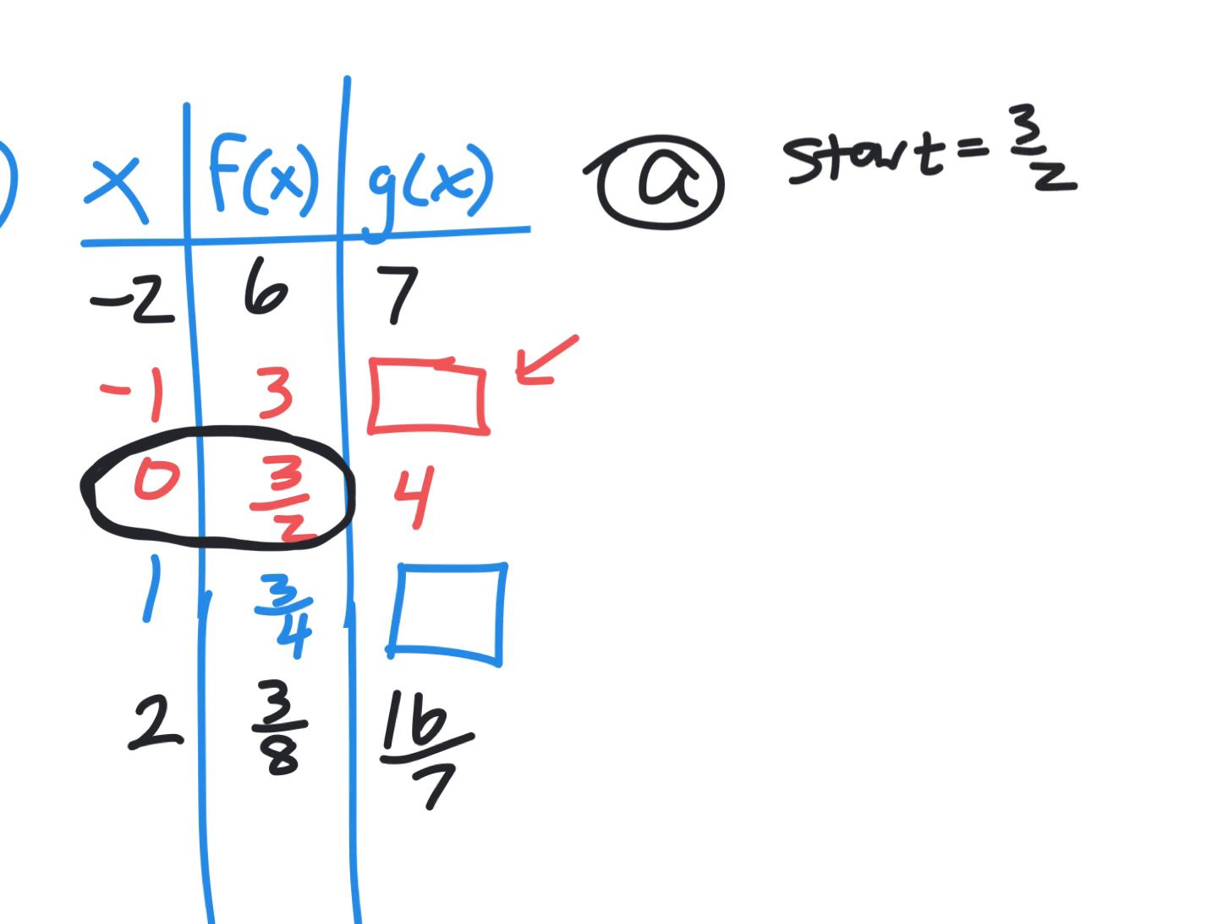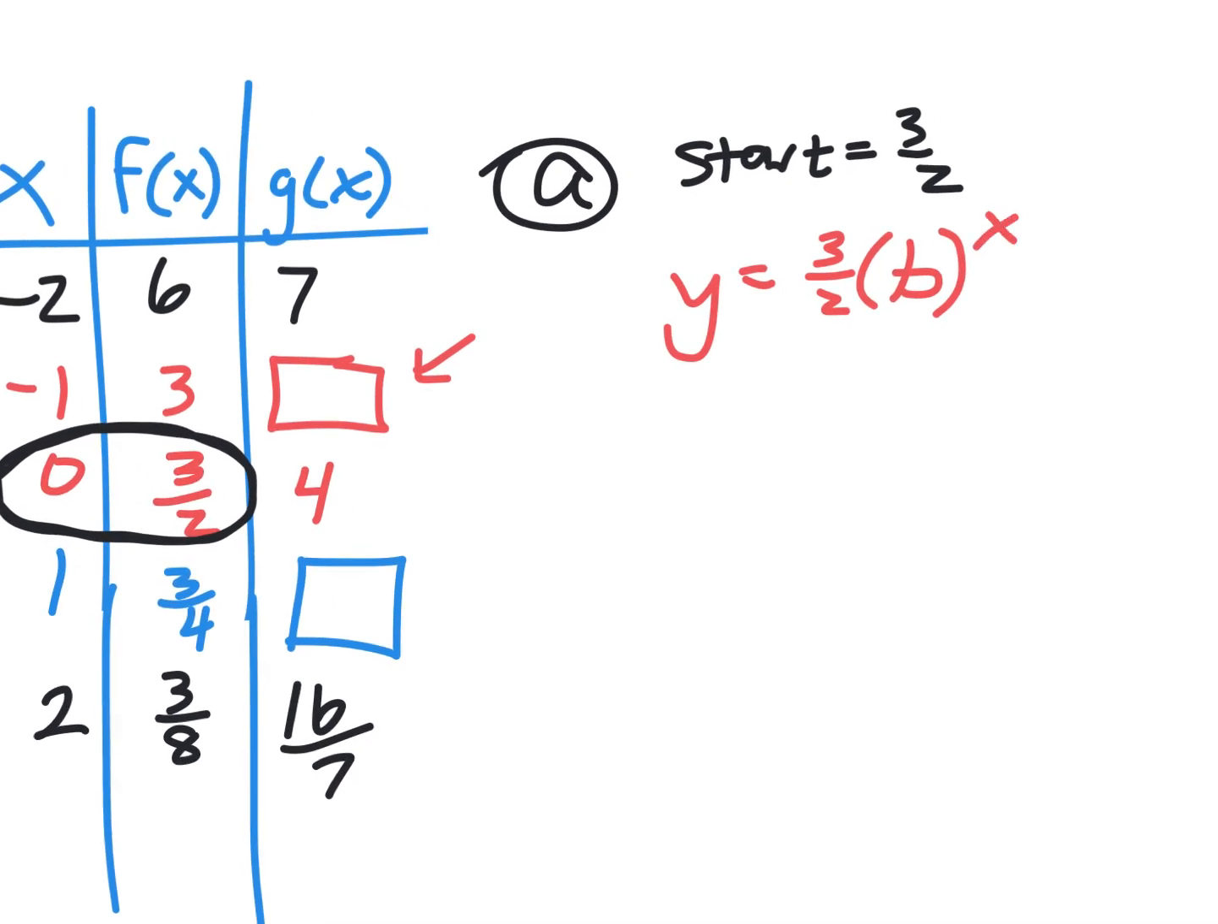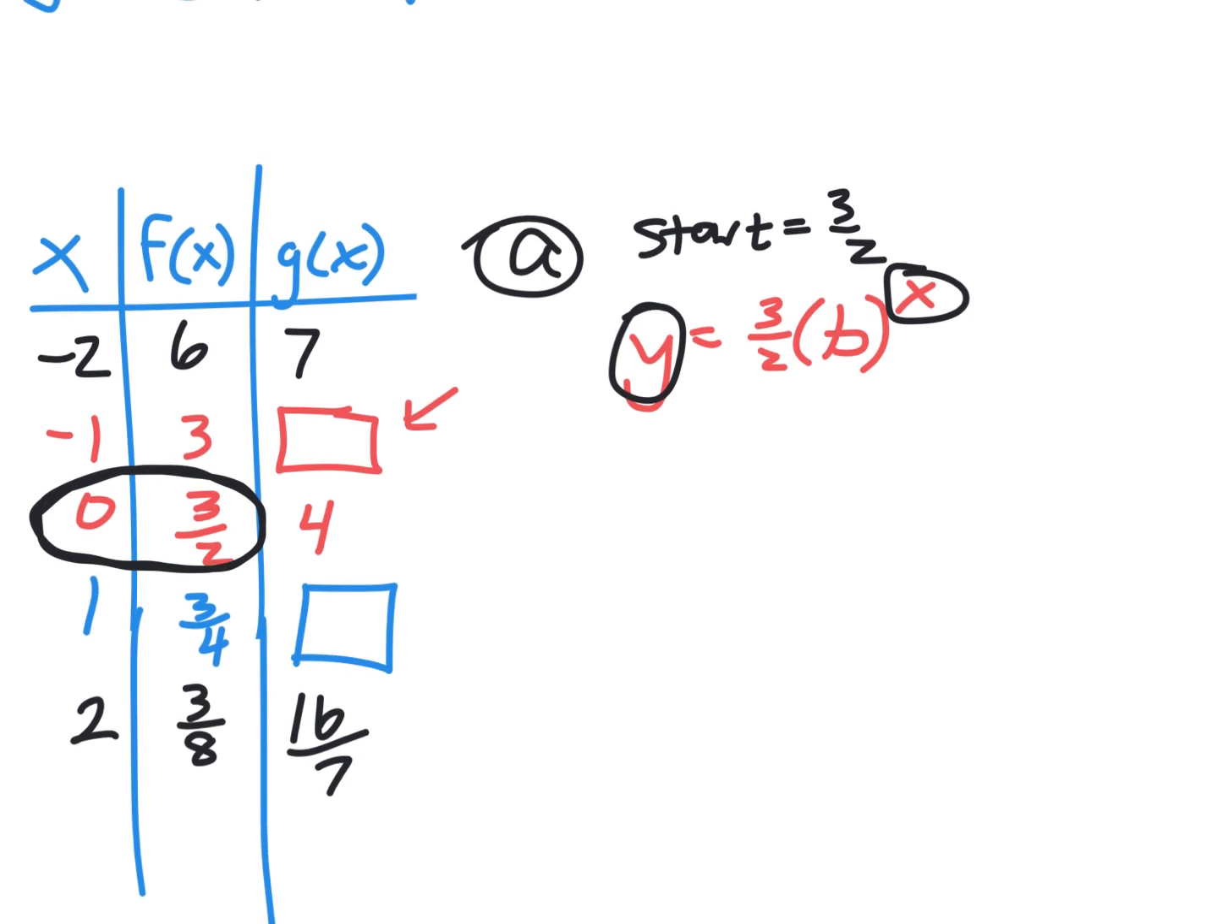Can I just write the whole equation? No, but I can start it. 3/2 times the base, which I don't know, to the x. Now, if I only knew another point for x and y, I'd stick them here, and I could solve for the base. Caden, what point do I know? You can do 3/8. Yeah, you're picking this point. That's totally fine. That'll work. So x is 2, and y is 3/8.